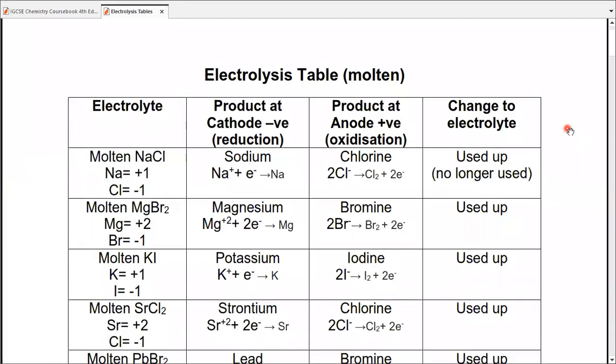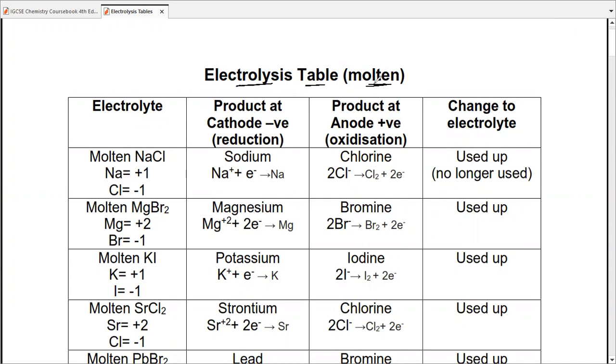Let's go with a quick recap first. Electrolysis is the breakdown of an ionic compound with the help of electricity. That's what electrolysis is. An electrolysis table is a good way of putting all the resulting information from the electrolysis process itself into just one page.